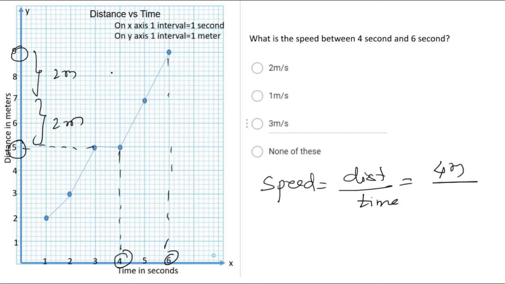You have to be very particular about measuring the distance. Divided by time, how much is the time? 1 second and 1 second. So it is 2 seconds. So the answer is 4 by 2, that is 2 meter per second. This is the correct answer.